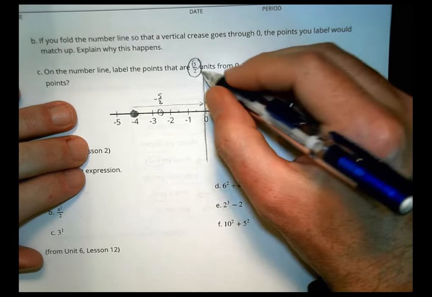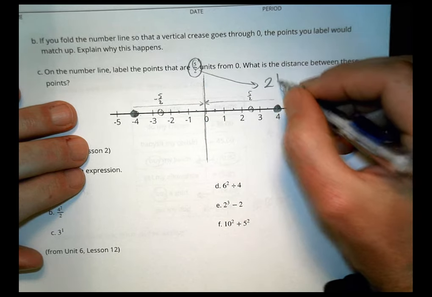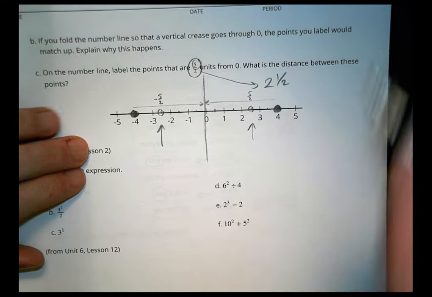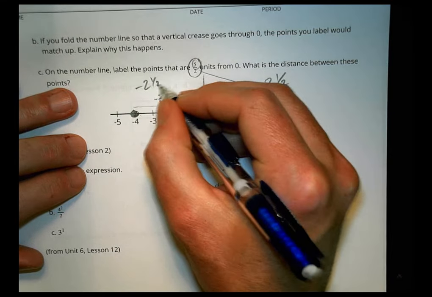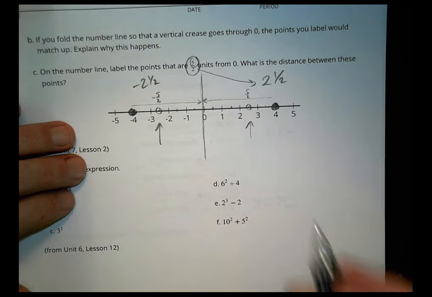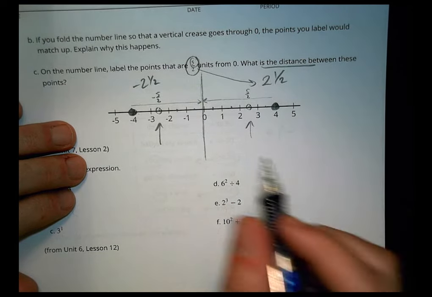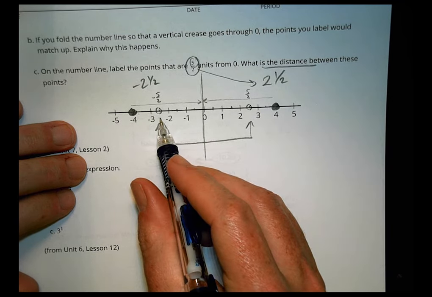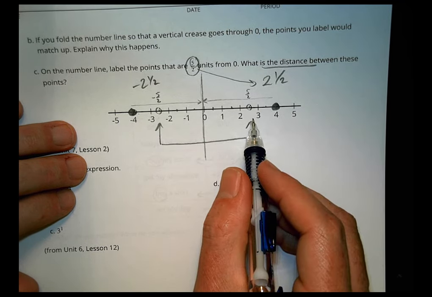And if you remember what this is, actually this is what? 2 1/2, which makes sense because it's right there in between 2 and 3. So negative 2 1/2 over there. Okay? Now the question though says, what is the distance between those points? So what's the distance between negative 2 1/2 and positive 2 1/2? That's a great question.